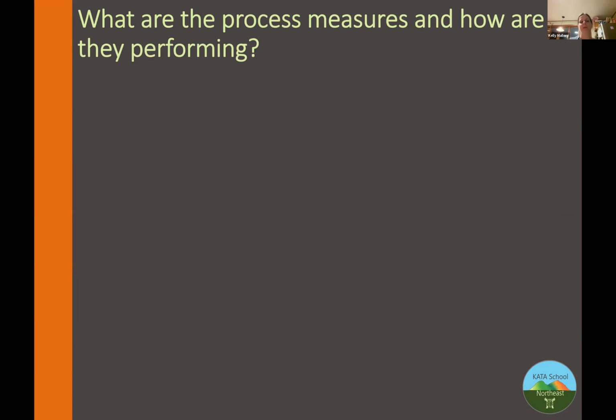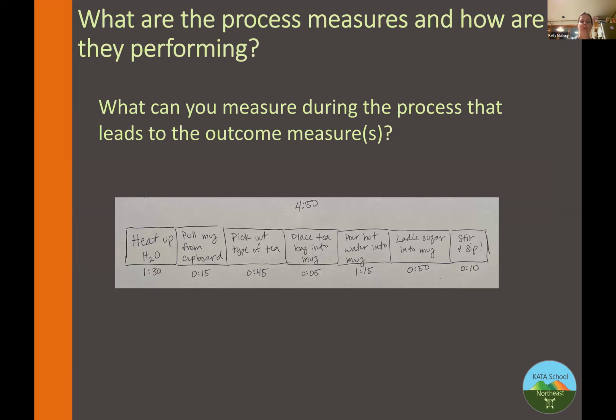The next question in process analysis is, what are the process measures and how are they performing? So we're going to go back to the block diagram. And in this situation, you want to ask, what can you measure during the process that leads to that outcome measure or measures from your challenge and from step 1 of process analysis? Another way to think about this is, what are the leading indicators that you can see in the process that will impact your outcome measure?